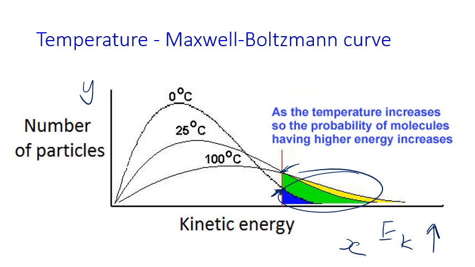So basically the area under the curve is the number of particles with sufficient kinetic energy to undergo the reaction. So as the temperature increases, the probability of the molecules having higher energy increases. The more energy they have, the probability of successful collisions also increases.